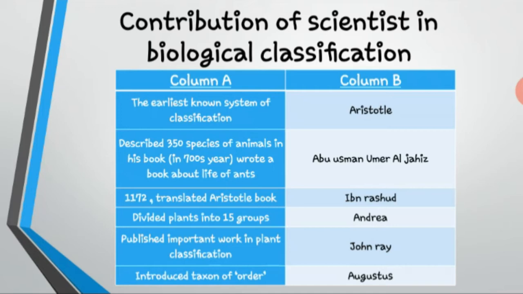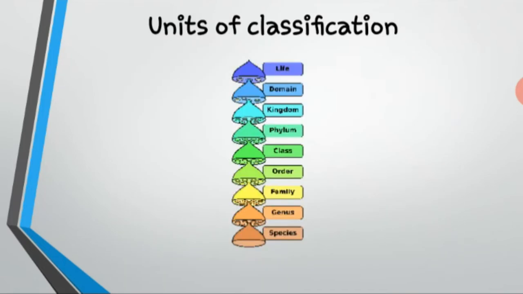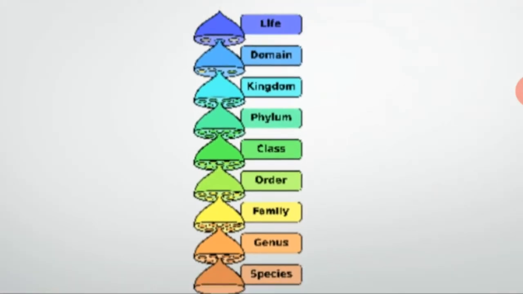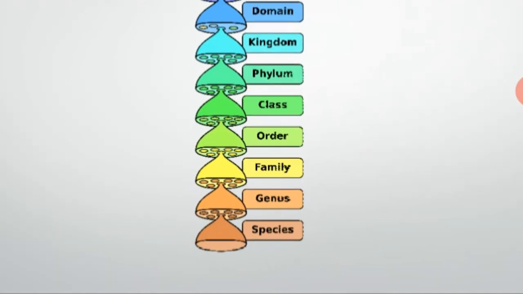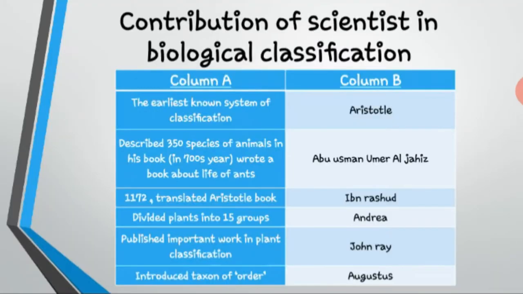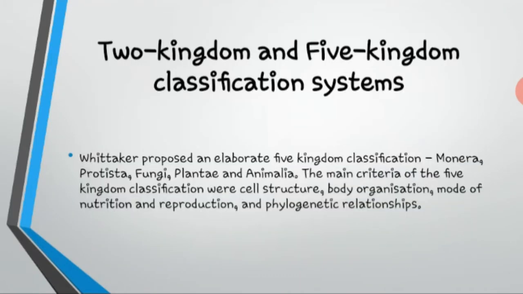John Ray published work on the classification of plants, and Augustus introduced the taxon of order. Order is, in a hierarchy, the name of a rank that is designated to a unit of classification. Like here, there are many ranks: life, domain, kingdom, phylum, class, order, family, genus, and species. So it's a name, a rank.